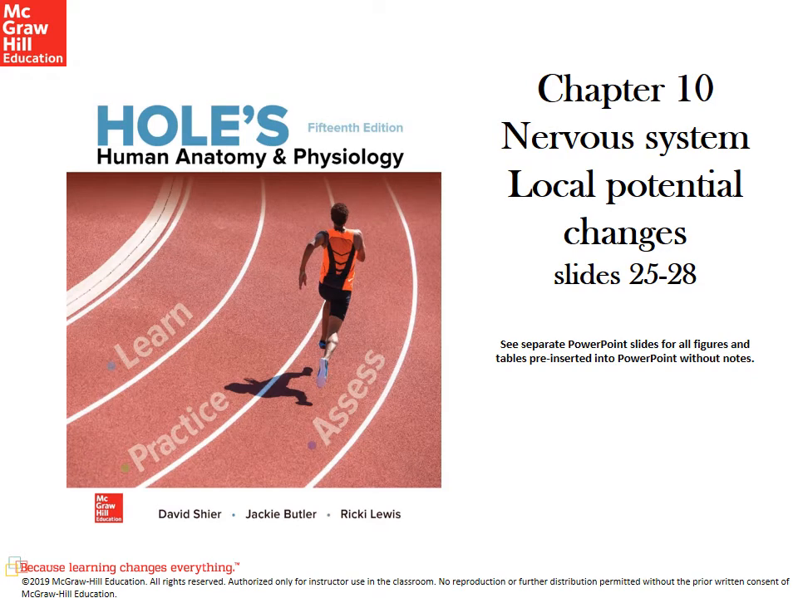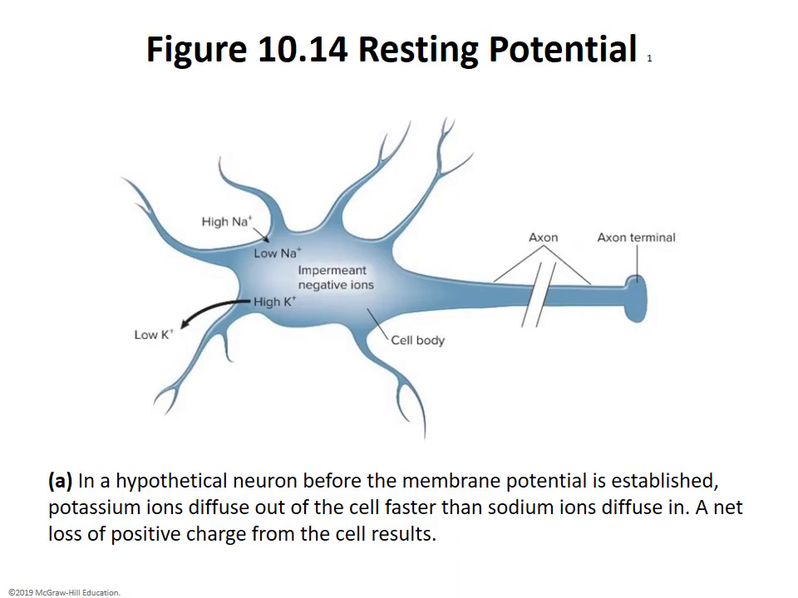All right, so this is kind of going to add on to the previous video. We talked about resting membrane potential, and we're going to talk about what are called local potential changes in this one. So just a refresher, the resting membrane potential that is set up was, remember, negative 70 millivolts, and it is set up by the difference of the potassium on the inside and the sodium on the outside.